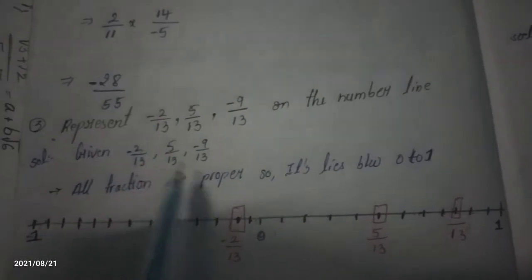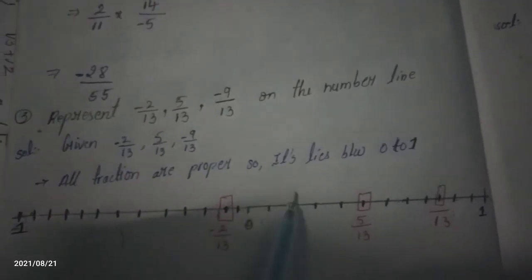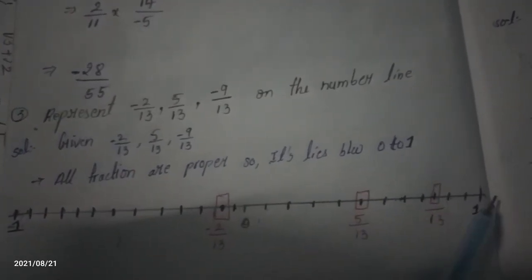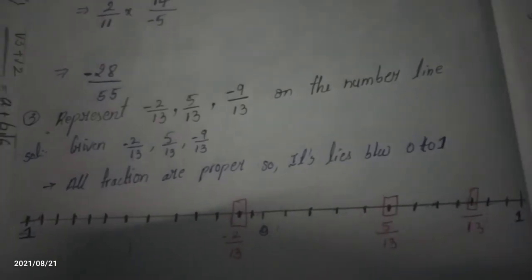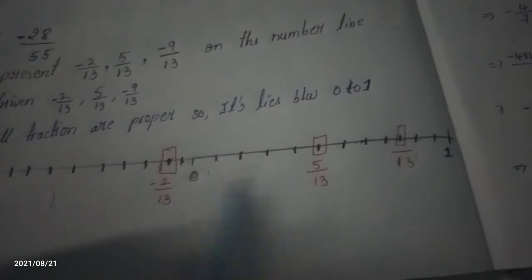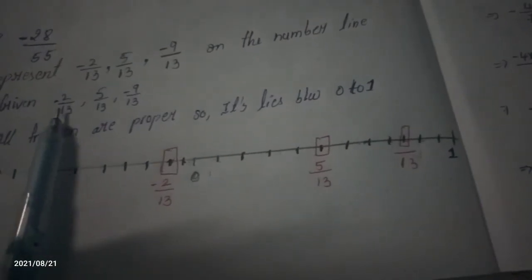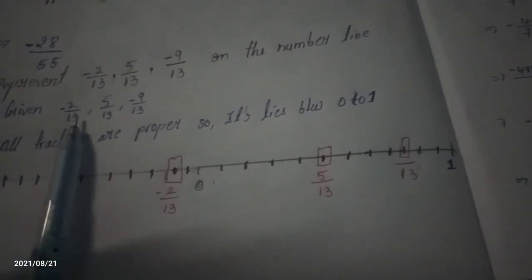The denominator tells us how many parts we have to divide in a fixed distance. Here, 13 is the denominator. From here to here is a fixed distance. How many parts do we have to divide it into? We have to divide it into 13 parts.